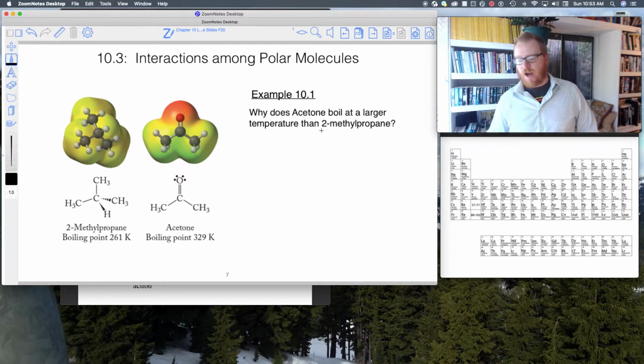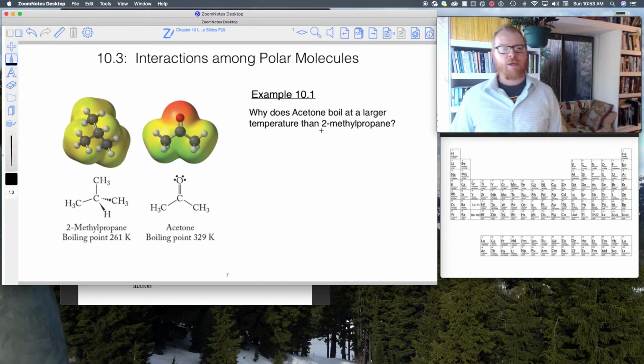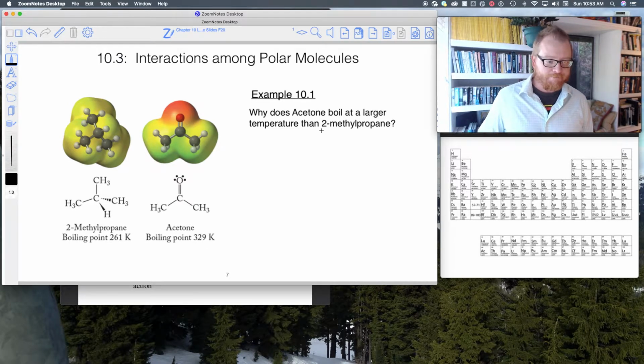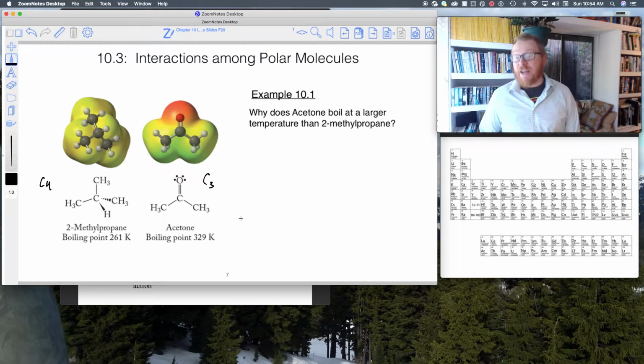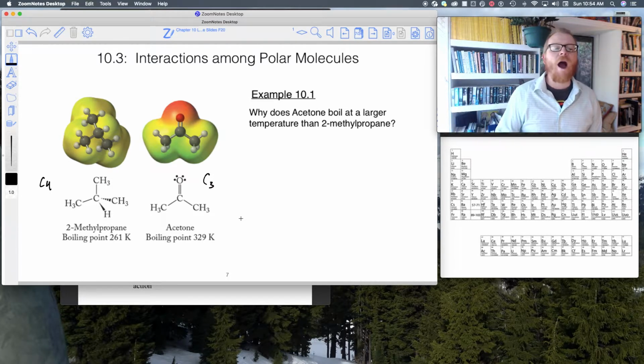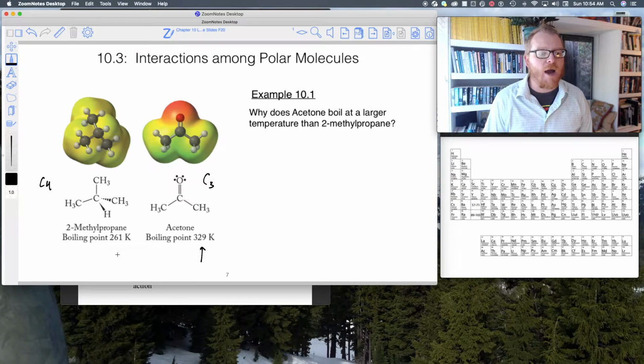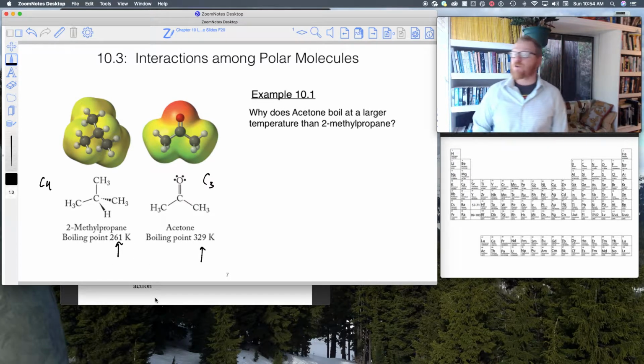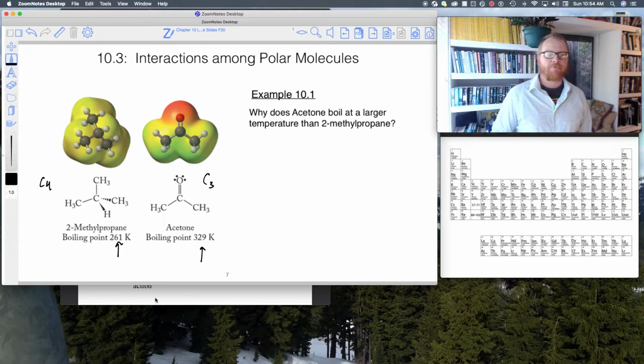So here's a thought example that I want you to kind of think about on your own for a moment. So maybe pause the video for a second, but I'm just going to move right past this. So if we look at these two molecules right here, okay, 2-methylpropane and acetone. If we look at 2-methylpropane, it has 1, 2, 3, 4 carbons. So that's a C4. Acetone, on the other hand, only has 3 carbons. So why is it that acetone boils much higher than 2-methylpropane? So think about that, okay?